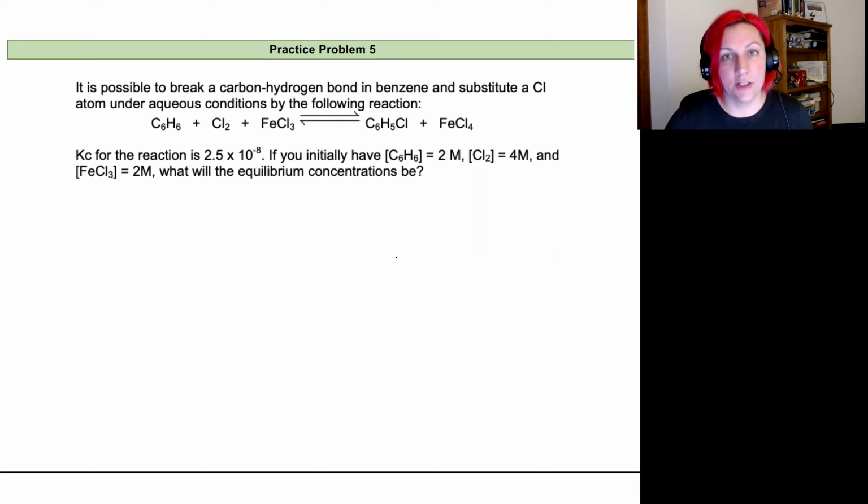Hopefully you've had a chance to try out this problem. If not, just pause this video and give it a shot. I'm going to walk through the solutions. So in this one, yes, it's another ICE table.